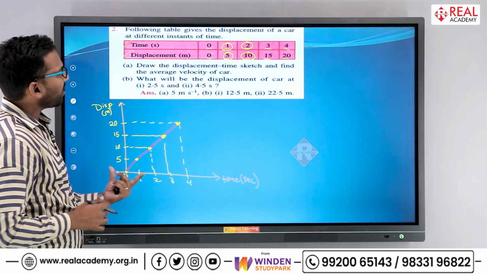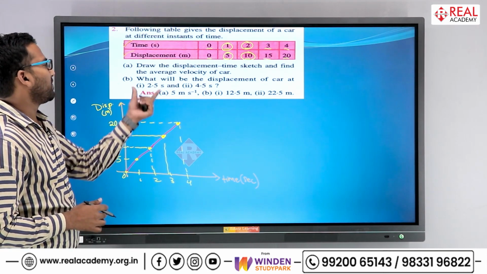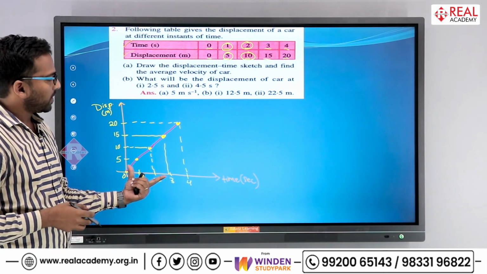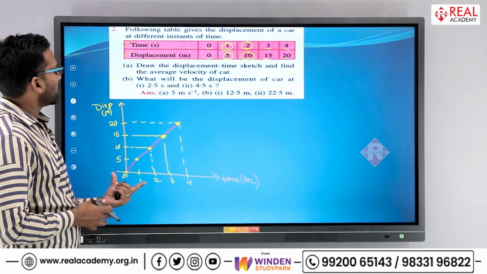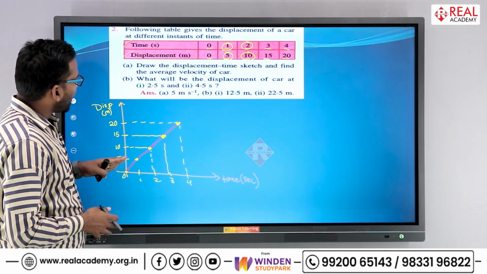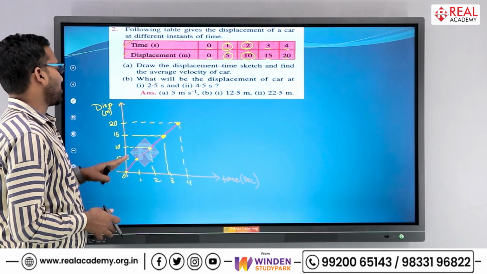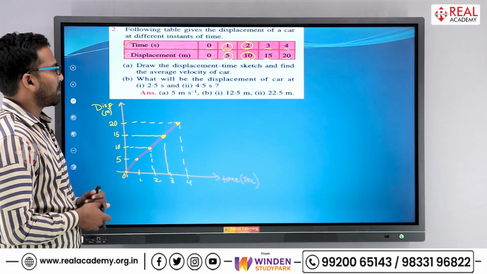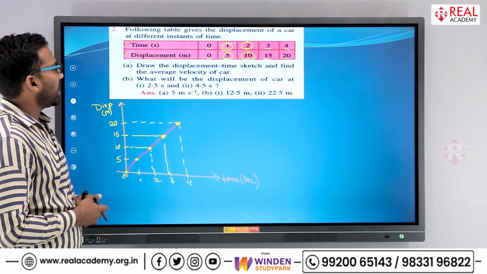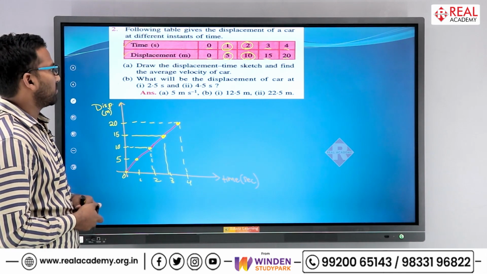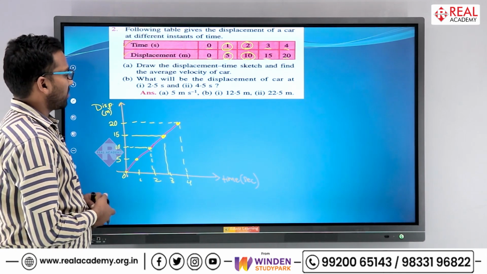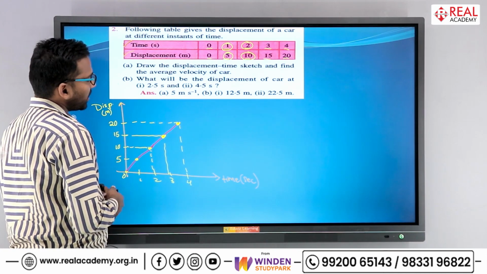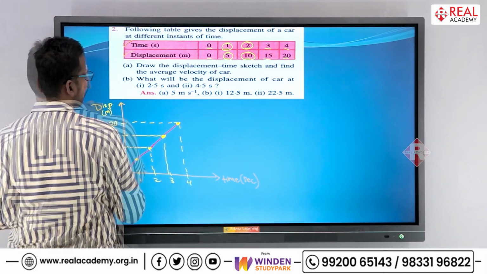Okay, so this is the graph they have asked us to draw. So we have drawn this graph like this. The displacement is increasing linearly with respect to time. That means from this graph we can say the velocity is constant. Okay, and they are asking us to find the average velocity.